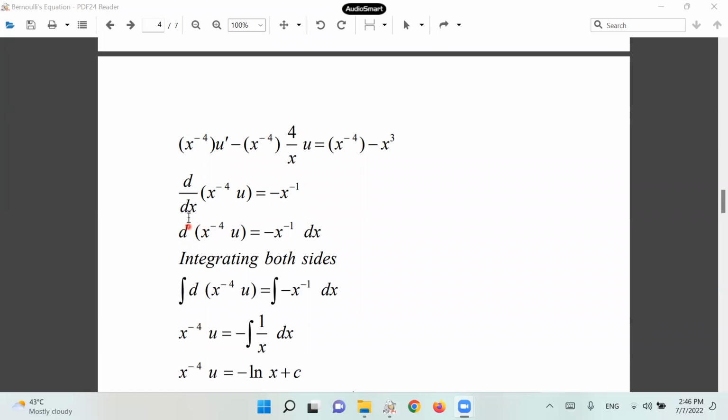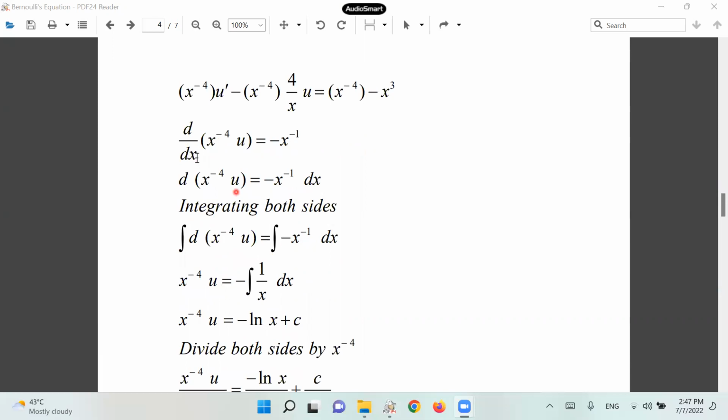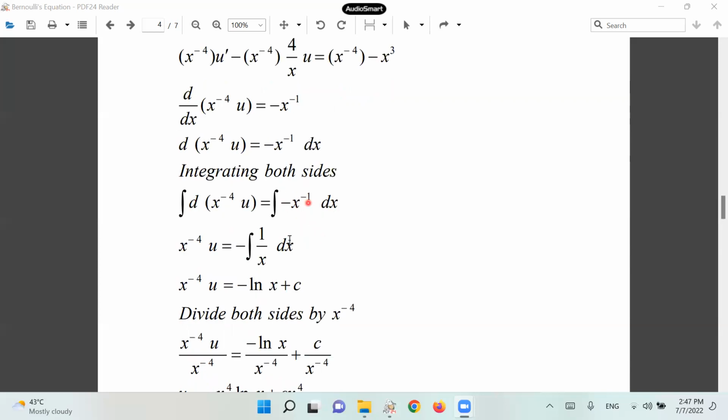After that, we multiply both sides by dx, so this becomes d of x power minus 4 u equals minus x power minus 1 into d of x. Now we take the integration of both sides. Integration and derivative will cancel out. So we are left with x power minus 4 into u equals minus 1 times the integration of x power minus 1 dx. x power minus 1 we can also write as 1 over x, and as we know, the integration of 1 over x is ln of x plus c.